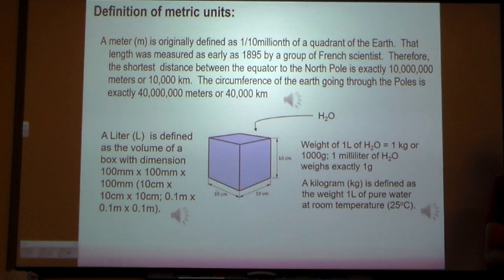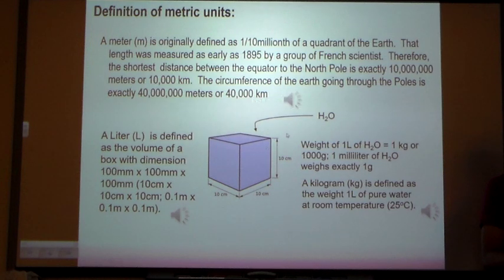So if you have a box with 10 centimeters, 10 centimeters, 10 centimeters, if you build a box like that, this is called 1 liter. The 1 liter is actually defined out of a cubic box. So 1 liter is a box of these dimensions: 0.1 meter times 0.1 meter times 0.1 meter, or 10 centimeters times 10 centimeters times 10 centimeters, or 100 millimeters times 100 millimeters times 100 millimeters. These three are equivalent. So this is 1 liter.